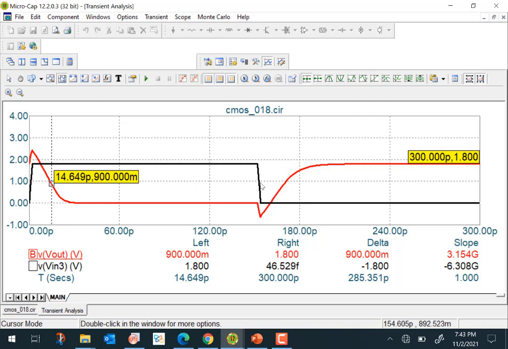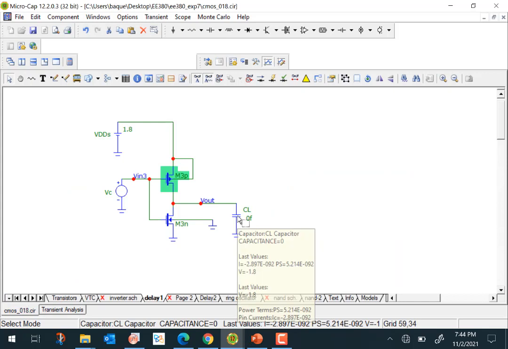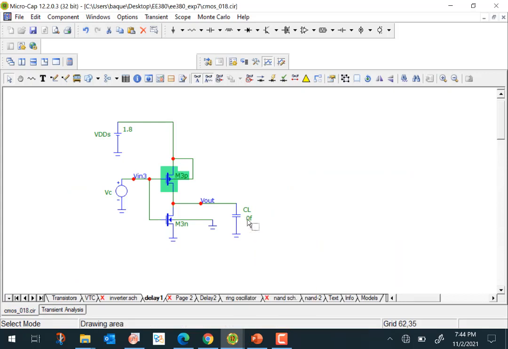Similarly, you can measure from the 50% point, VDD by 2, to VDD by 2, and find the propagation delay which is low to high. This is high to low and this is low to high. This propagation delay obviously depends on the load. For example, we have put 0 femtofarad. Suppose I put a load capacitance of 1 femtofarad here.